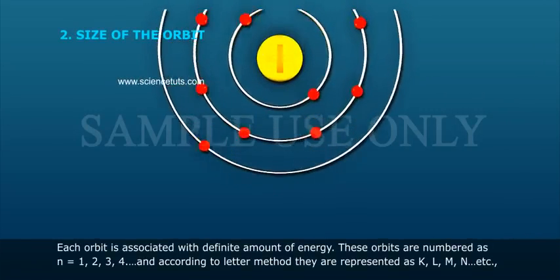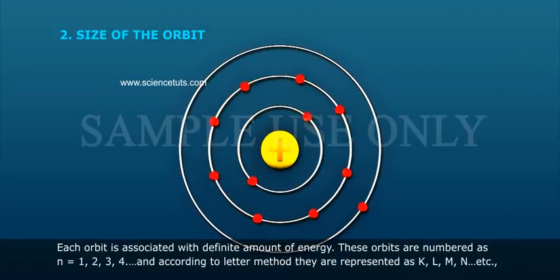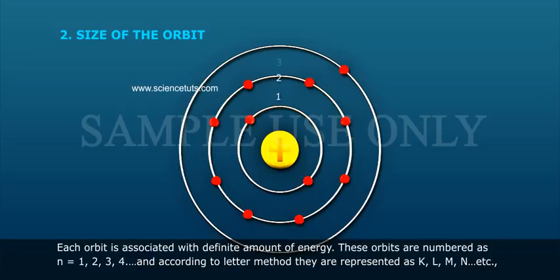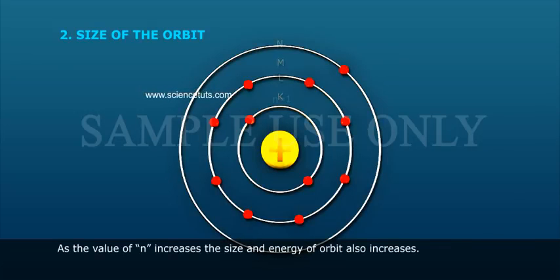2. Size of orbit. Each orbit is associated with a definite amount of energy. These orbits are numbered as n is equal to 1, 2, 3, 4, etc. and according to letter method, they are represented as K, L, M, N, etc. As the value of n increases, the size and energy of orbit also increases.